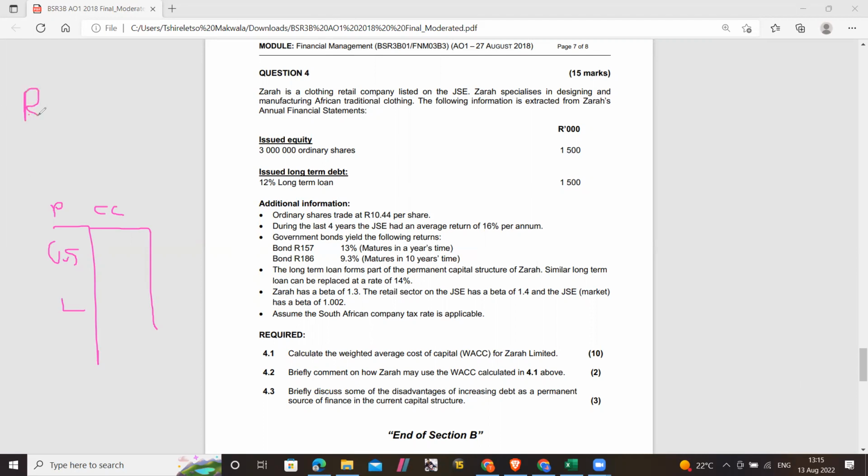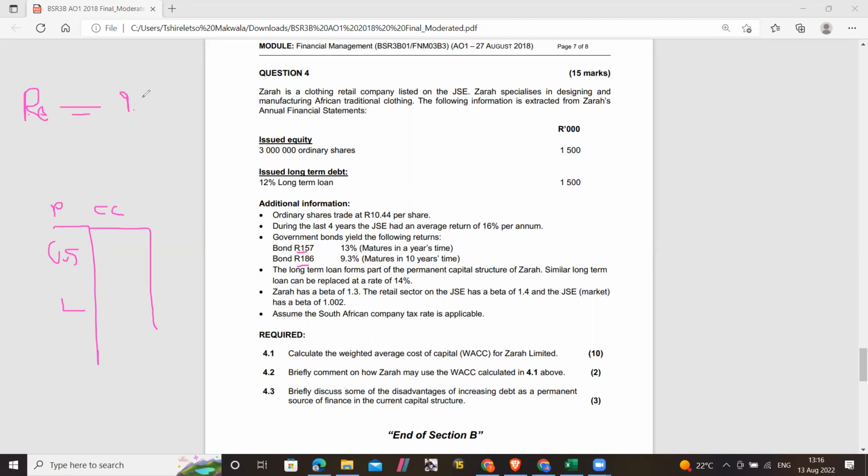So the cost of equity is equal to the risk-free rate, right? And what is the risk-free rate in this case? Like I said, you are given two government bonds. I said take the one of the longest, not in a year's time. So you're going to take this one, 9.3.